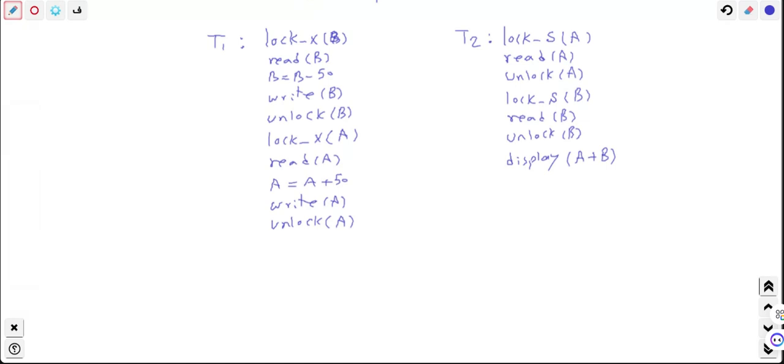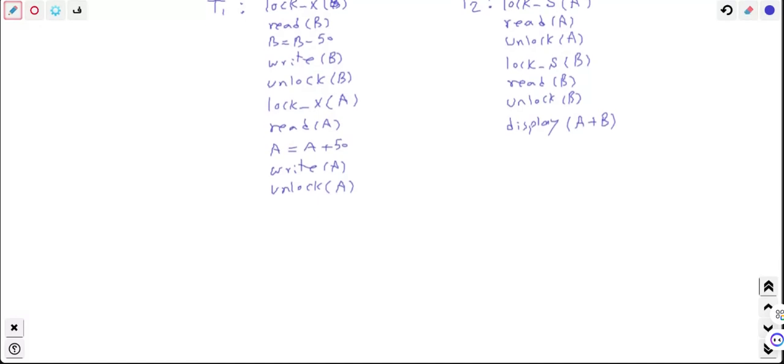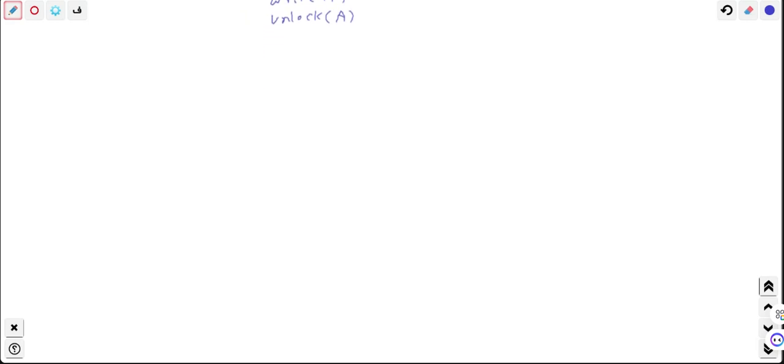Now let's have an example, a sample schedule of these two transactions. We have these two transactions, and we can have many schedules using them: a serial schedule T1, T2, a serial schedule T2, T1, and also many concurrent schedules. Let me consider a concurrent schedule made from these two transactions.